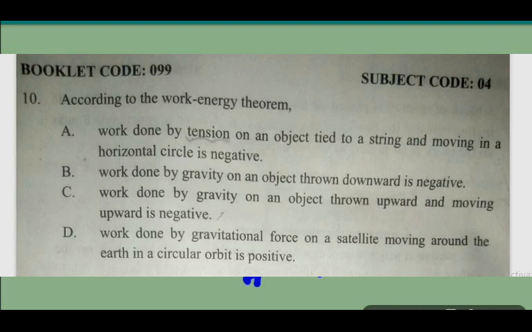Okay, now proceed to C. Work done by gravity on an object thrown upward and moving upward is negative. Yeah. So D. Work done by gravitational force on a satellite moving around the Earth in a circular orbit is positive. Likewise, this has also 0 result, so the answer for this question is C. Okay, so now let's proceed to question number 11.